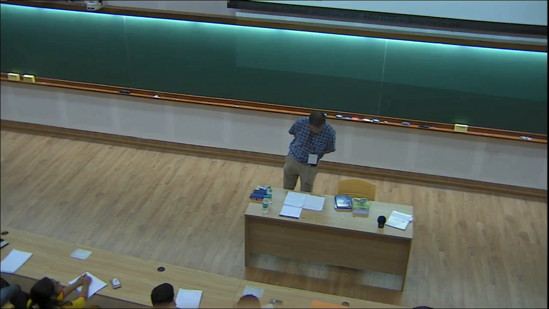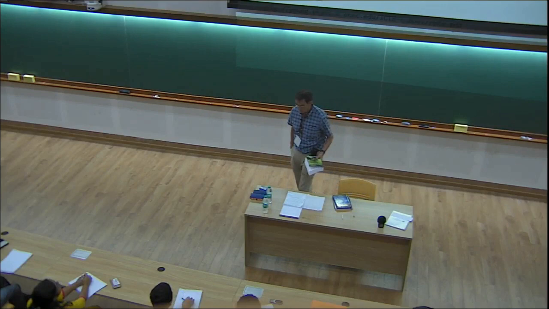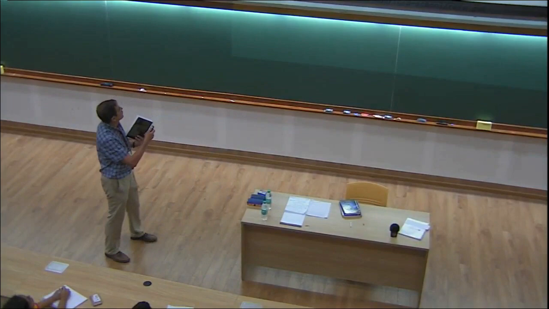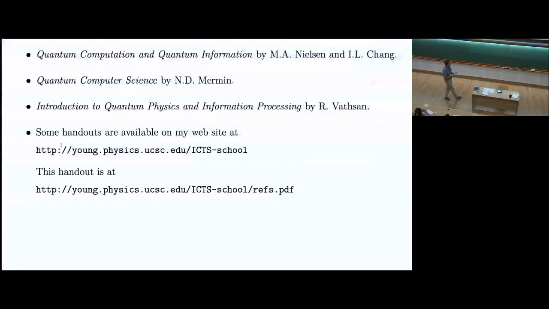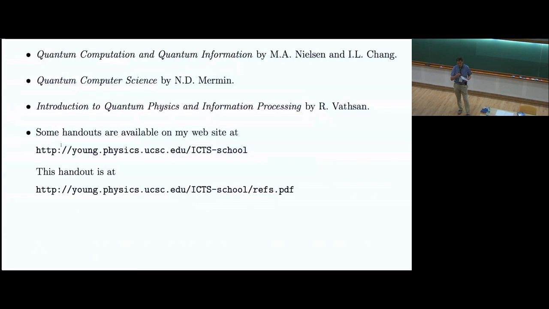So first of all, some references. The standard reference on quantum computing is this thick tome here, the first reference, Quantum Computation and Quantum Information by Nielsen and Chuang. It's a very heavy book, it's very dense, and I don't know anybody who has systematically read it from cover to cover. However, there's a lot of stuff here, and it's very useful for selective reading.